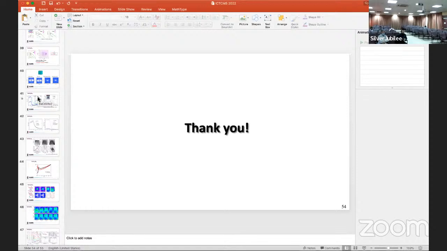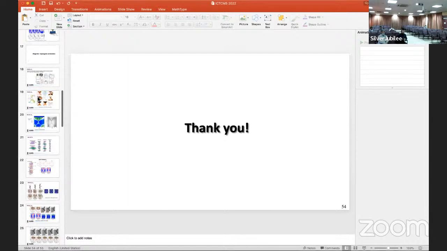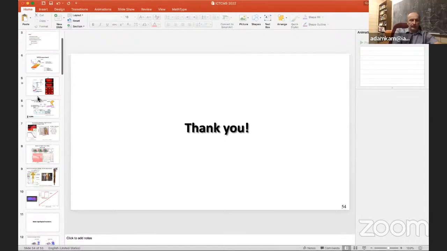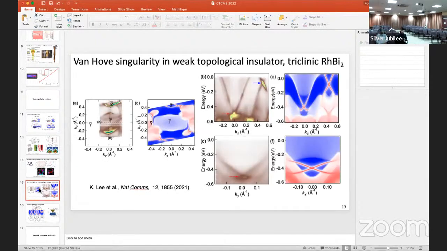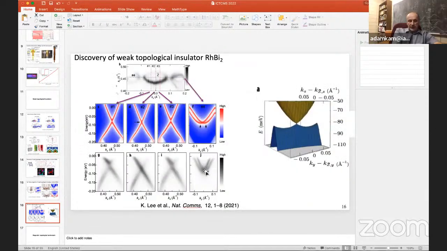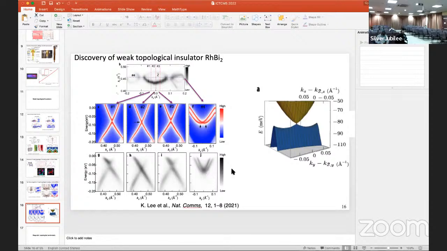One question is about your rhodium bismuth talk, if I remember correctly. There you mentioned somewhere one Hall singularity, but the bands are a bit far away from the Fermi level, isn't it? I think slide number 16. Yes, it's about 80 MeV. So still, can we consider this as a one Hall singularity?